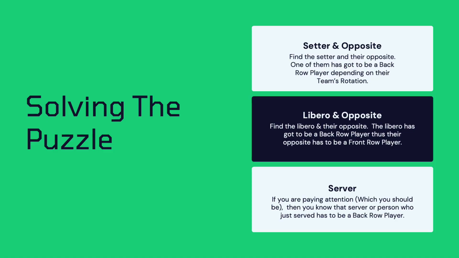If the libero is in, happy day. Find the libero's opposite. You know that the libero has got to be a back row player, so you can eliminate the libero's opposite from being a back row player, because the opposite of the libero has to be a front row player. And if you are paying attention, which we should be, then you know that the server, the person who has just served, has to be a back row player.